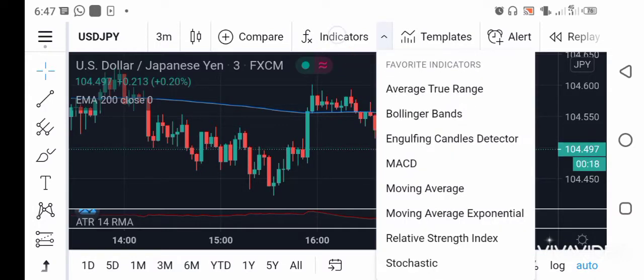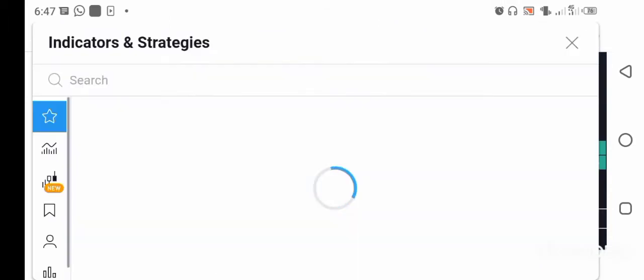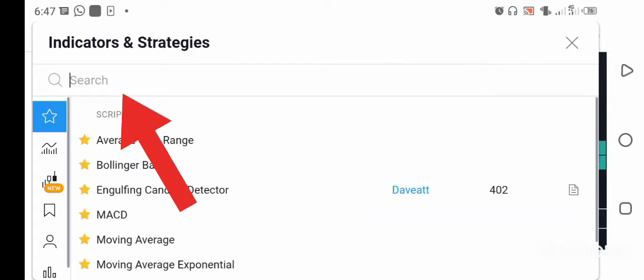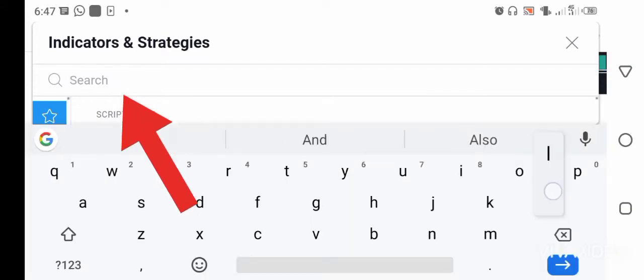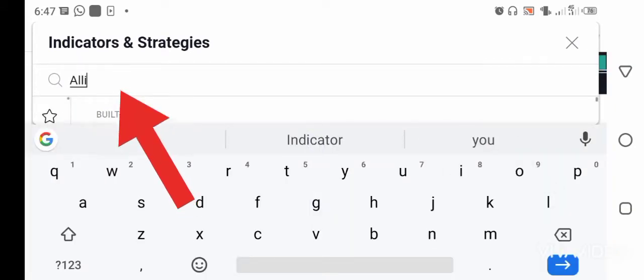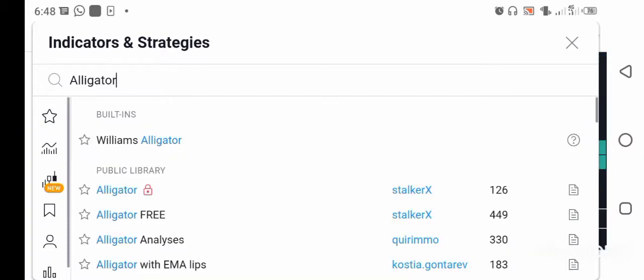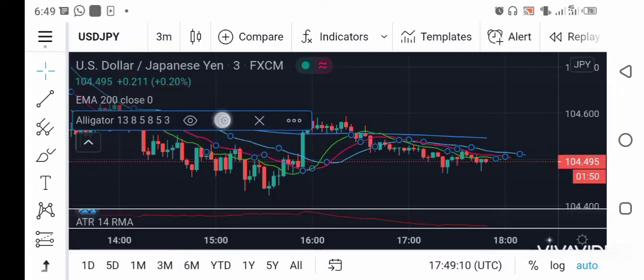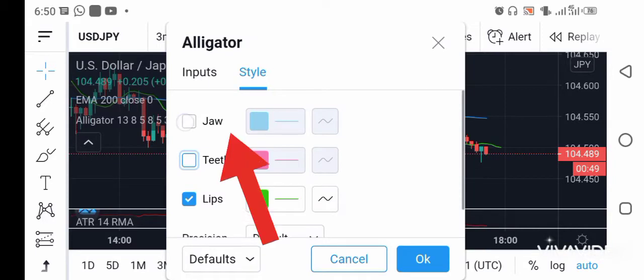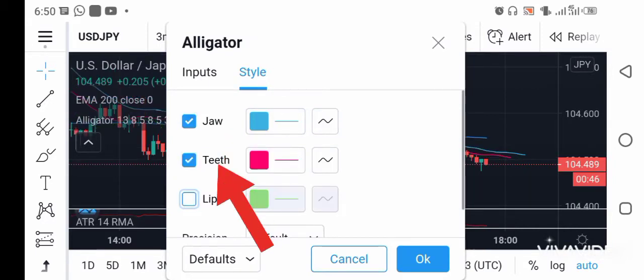So I will come in, let me use the indicator and I will type in alligator. Actually it's called Williams alligator, so let me clear that out. You can see Williams alligator, and you click on it, it should load up real quick. Like I said, it has three main lines. I don't know why it's taking too much time to load. So as you can see, guys, the jaw, the teeth, and the lips.